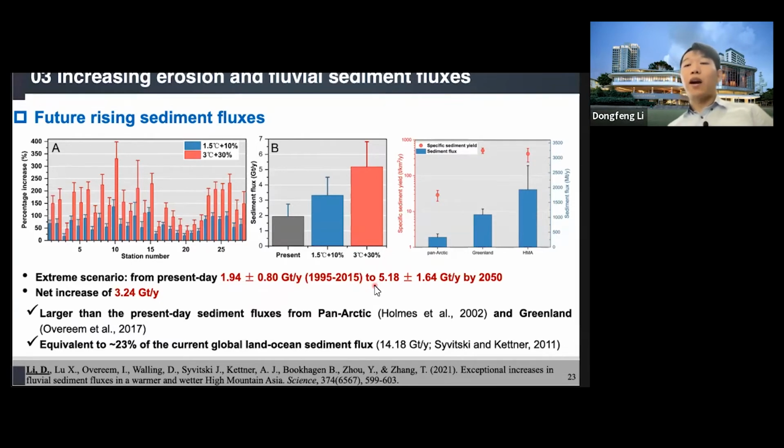And we also compare our results with the Arctic. For example, there are two findings. The number one is that currently the mean annual river sediment flux in high mountain Asia is larger than that in the pan-Arctic rivers, and also bigger than that in Greenland. And secondly, we found that the river sediment in high mountain Asia is more sensitive to climate change than that in the Arctic.